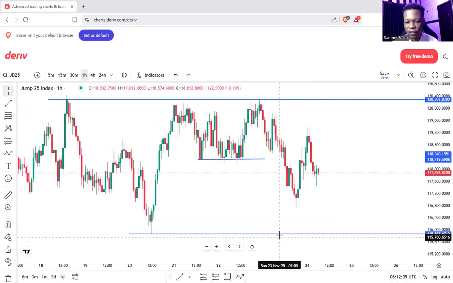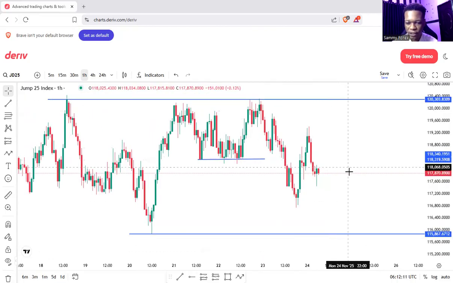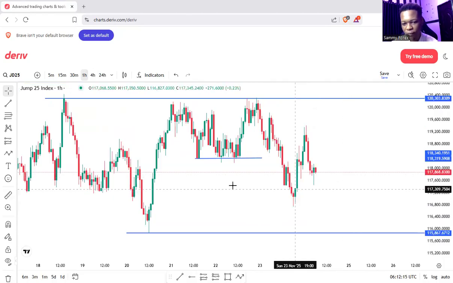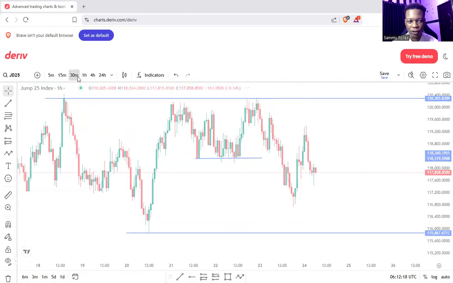So these are your points of interest. This is your point of interest. The next key zone is your point of interest. So what you have to do is to be very patient, wait for price to come to your point of interest, and you execute the trade.